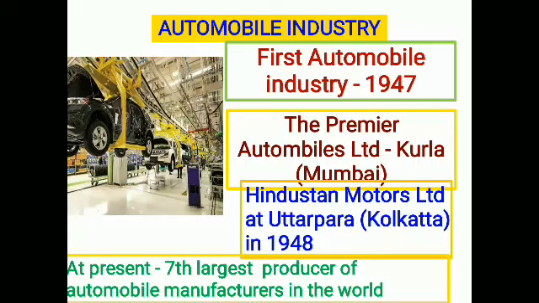India is set to emerge not only as a large domestic market for automobile manufacturers, but also as a crucial link in the global automotive chain. It is one of the most dynamic industrial groups in India. The first automobile industry was set up in the year 1947 at Kurla. It is Premier Automobiles Limited, followed by Hindustan Motors Limited at Uttarpara near Kolkata in the year 1948. With the establishment of these industries, at present the automobile industry of our country stands as the 7th largest producer of automobile manufacturers in the world.